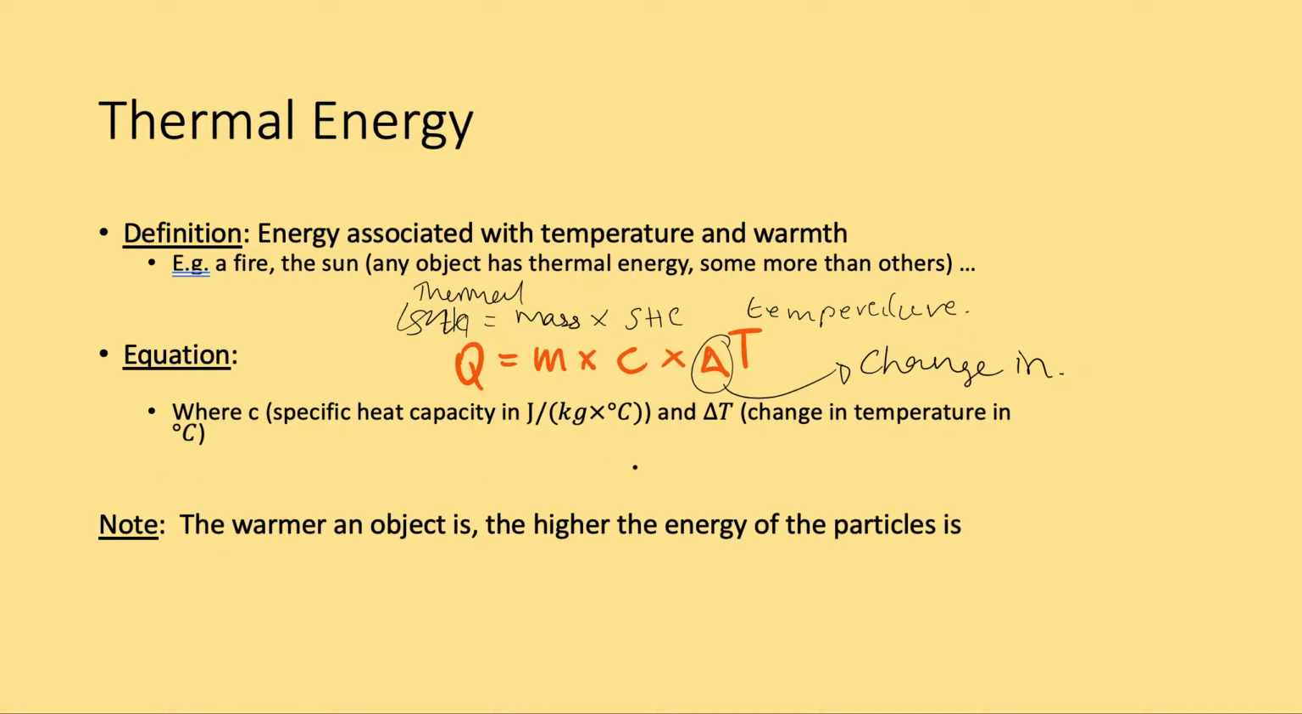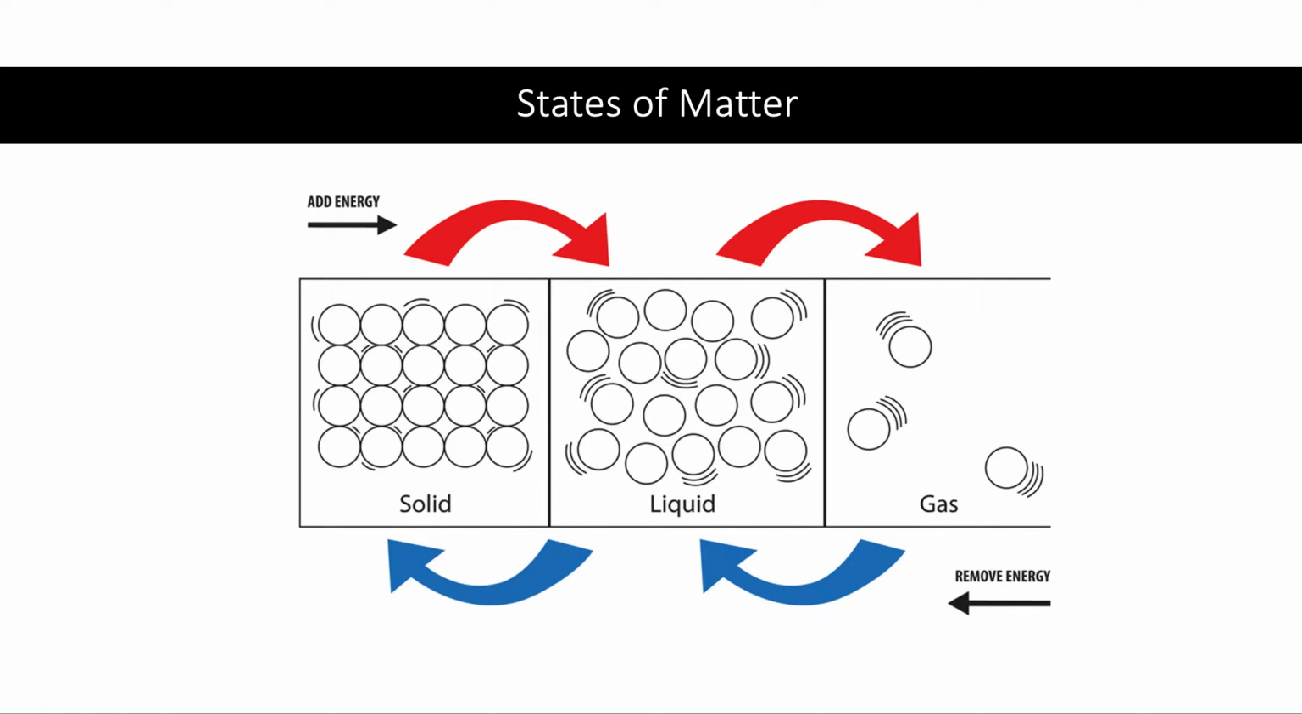so the warmer an object is, the higher the energy of the particles is, and we're going to have a look at that now. So over here we have solids, liquids and gases. From a solid, when we're adding in energy, we are making the particles vibrate even more. So when we're making the particles vibrate even more, then those particles in a solid start to lose their shape, and when they start to lose their shape, they turn into a liquid. A liquid is just like a solid, but the particles can flow from place to place. They are vibrating faster and they don't have a shape.